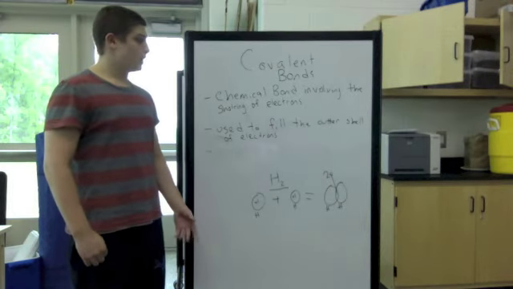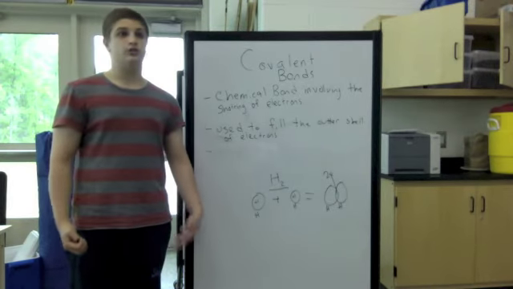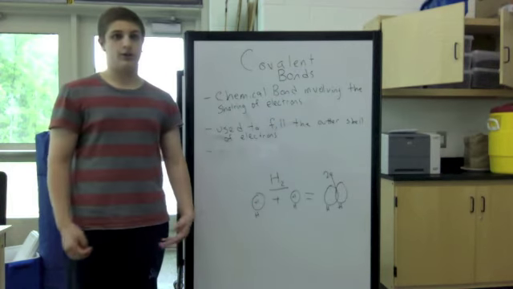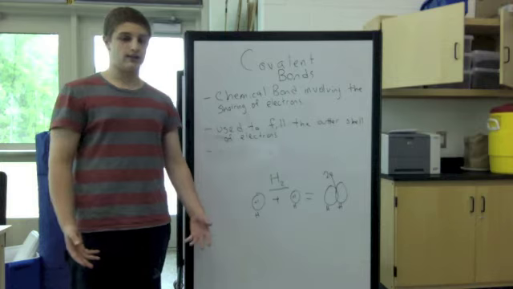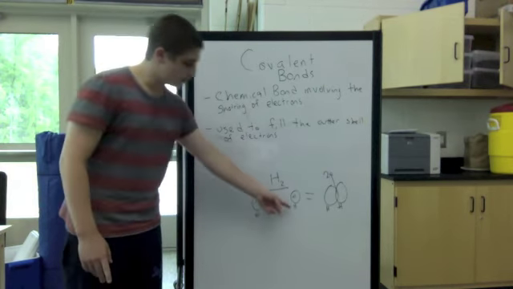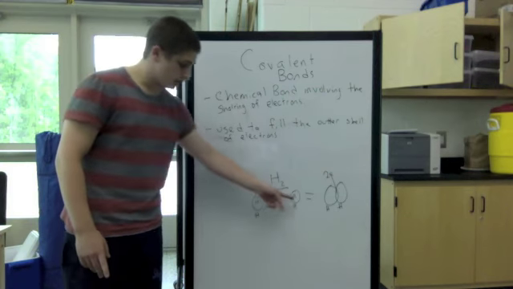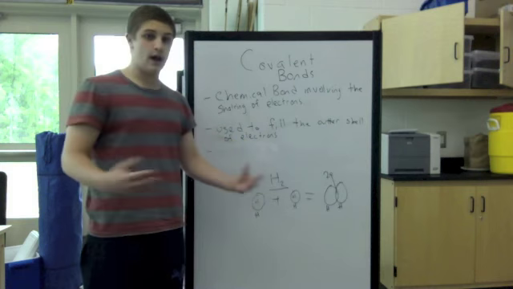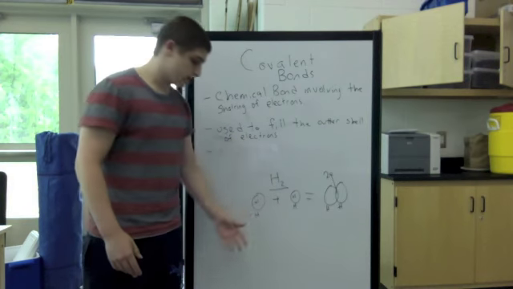Covalent bonds are chemical bonds involving the sharing of two electrons or more. It's used to fill the outer shell of the electrons so that it becomes less reactive. An example of this is H2. It's when one hydrogen atom and another hydrogen atom, each having one electron in its outer shell, combine, having two outer electrons in its outermost shell, creating H2.